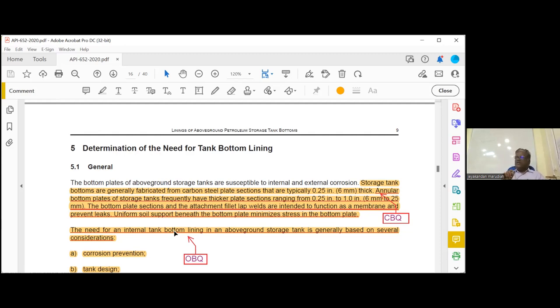Okay, there is one more condition. There is a table 4.4 in 653. If you are going for a thick film lining, more than 50 mils, see, as per the 652 code, anything more than 20 mils is considered a thick film. But if your thickness is more than 50 mils, the MRT, minimum remaining thickness at the next inspection, can be half of the 0.1 inch.